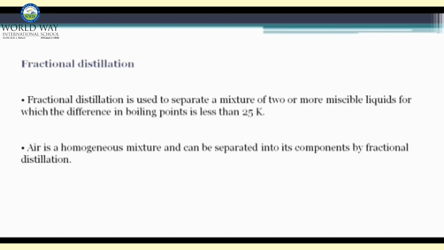The other process which is a consequence of distillation is fractional distillation. Some miscible liquids have difference in temperatures or boiling points less than 25 Kelvin. So fractional distillation is the right method for separating those kinds of liquids. As we all know that air is a homogeneous mixture and it can be separated into so many gases with the help of fractional distillation technique.